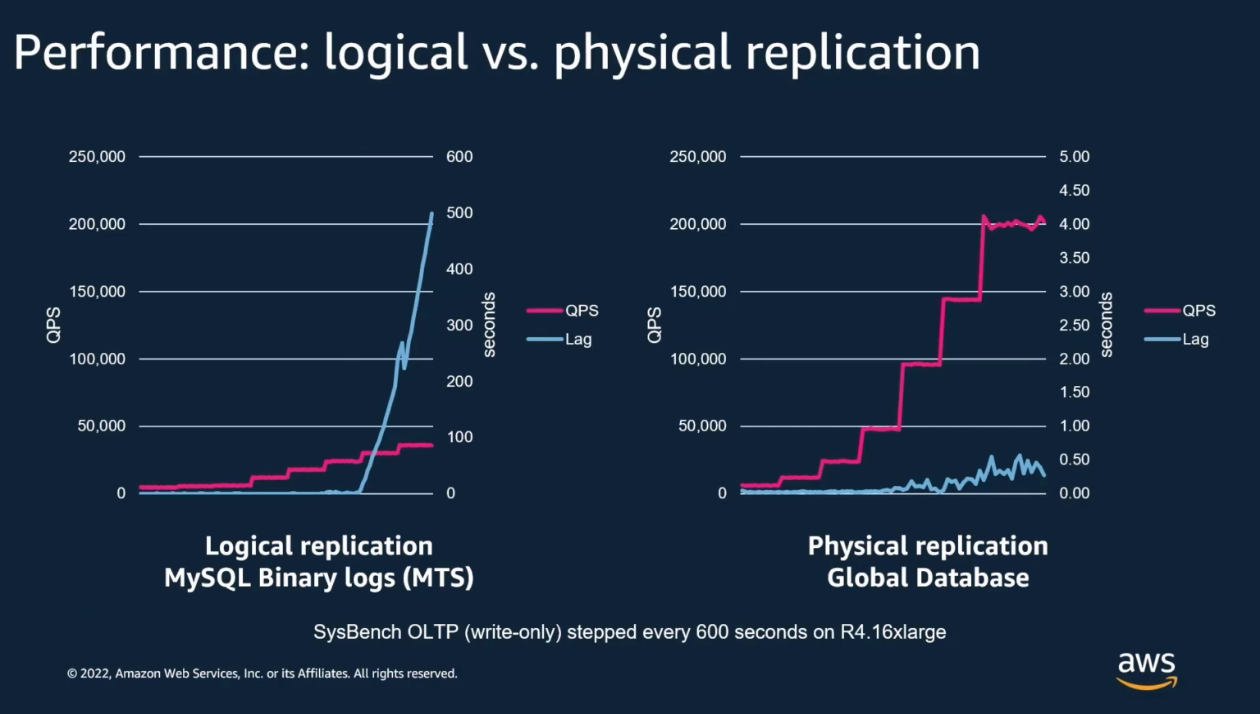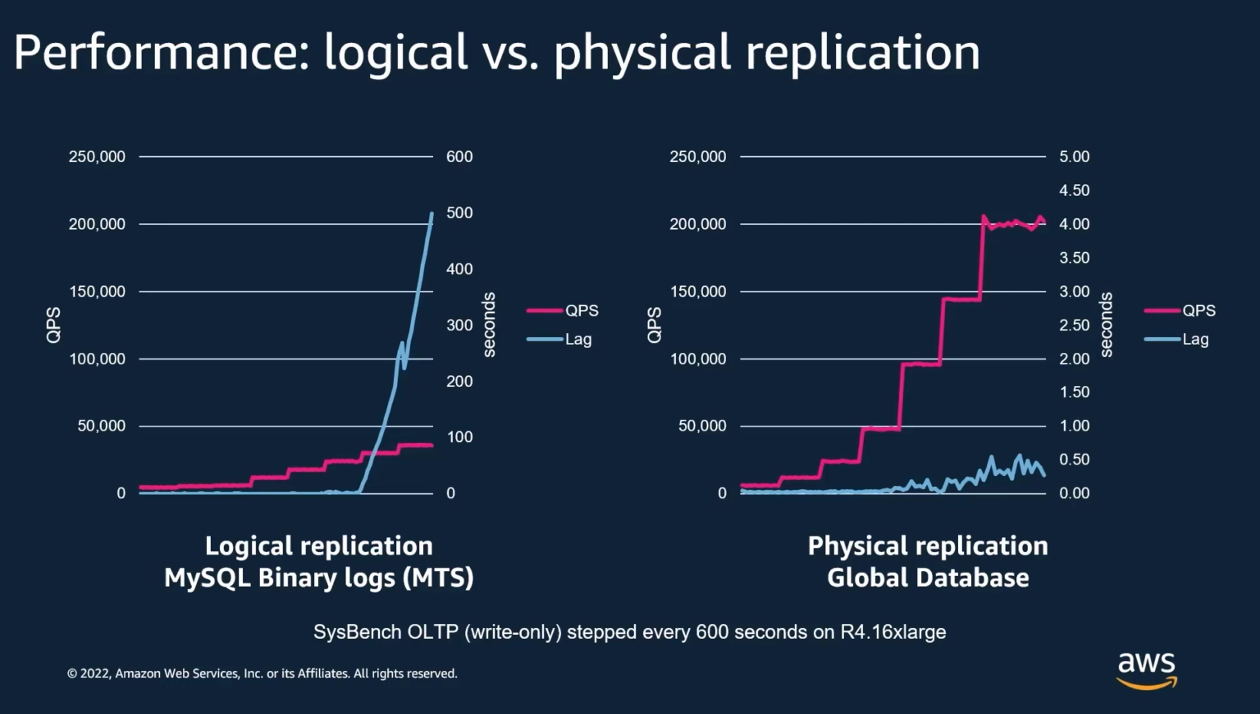Okay, so let's look at why physical replication is important and the significant performance advantage it brings to the table. In this slide, we see the performance comparison between binary logs-based logical replication on the left and physical replication for the global databases on the right. We tested performance of replication by stepping up load every 600 seconds. In both tests, we used R4 16xlarge instances. The red line represents queries per second, and the blue line shows the replication lag.